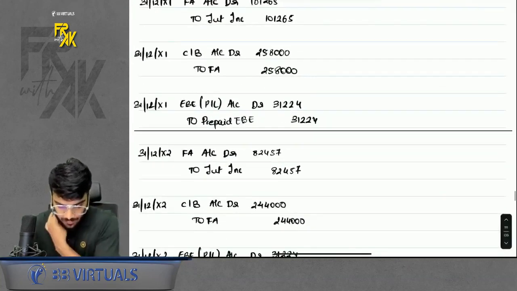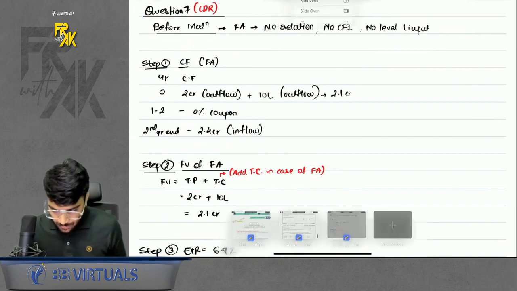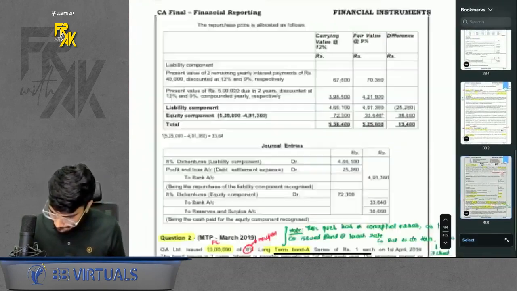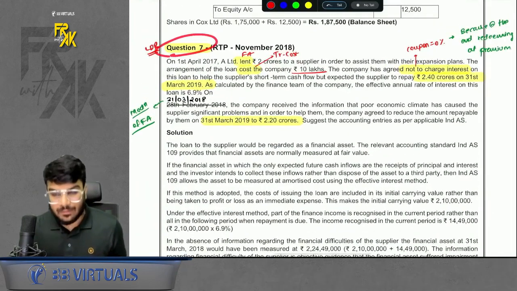Okay, then we have one more question, and that is going to be question number 7. Again, it is a question of modification. Let's refer to the question once. Come. Yeah, here it is. Question number 7. What does it have to say?